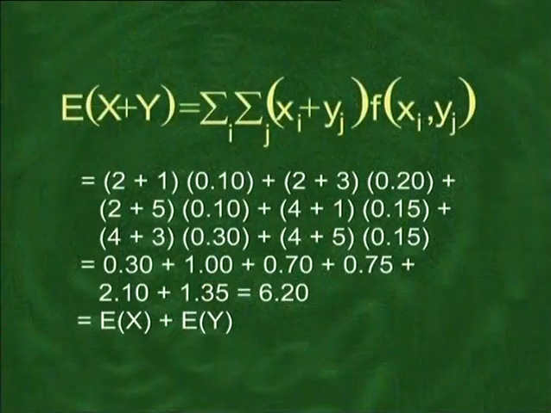So, as you now see on the screen, we obtain 0.30 plus 1.00 plus 0.70 plus 0.75 plus 2.10 plus 1.35 and the sum comes out to be 6.20, exactly the same that we had when we added E of x to E of y.